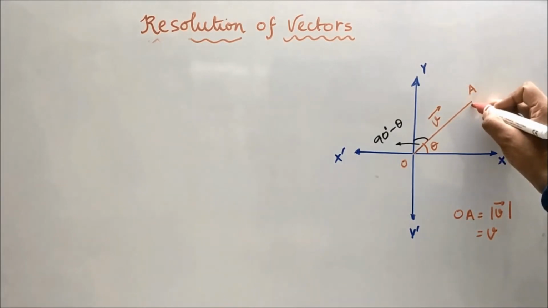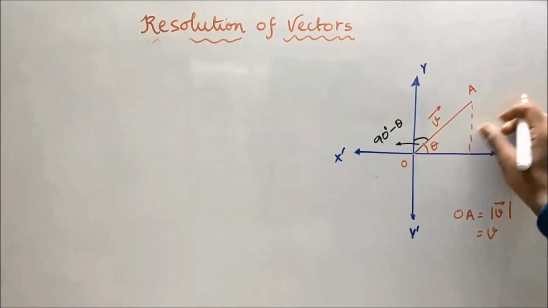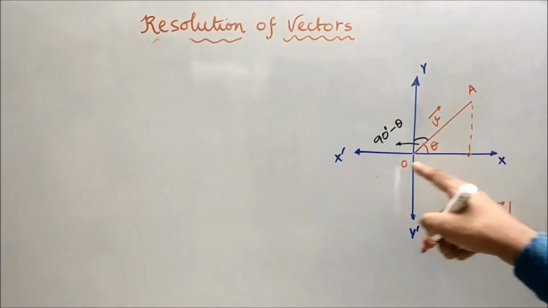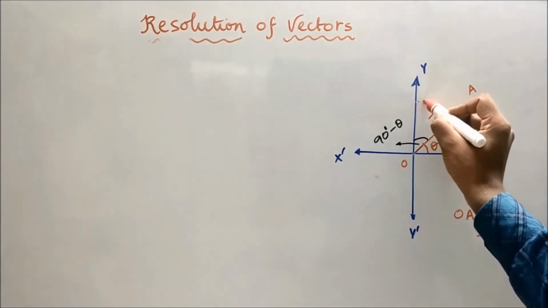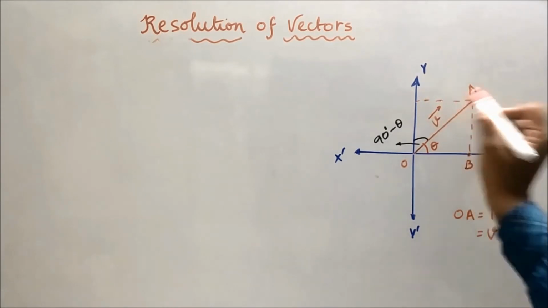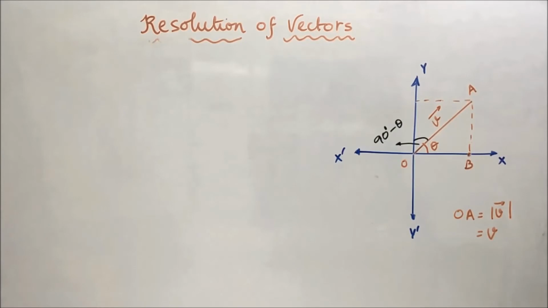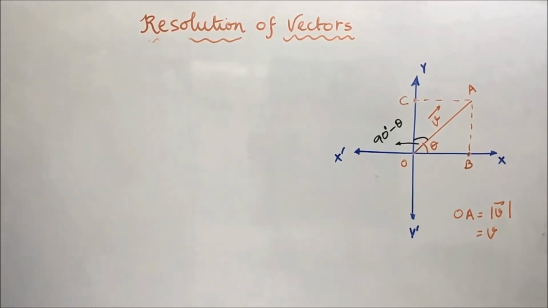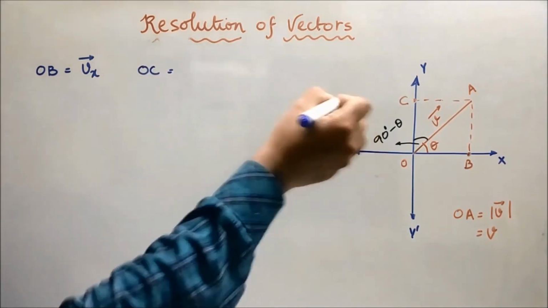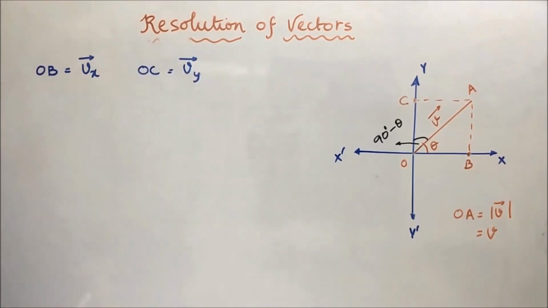Let me draw a line perpendicular to the x-axis from A. So it meets the x-axis, say at B. In a similar way, if I draw a line perpendicular to the y-axis from A, it meets at, say, C. So in this figure, OB is the x component of V, so we'll write it as Vx, and OC is the y component of V, and we will call it Vy.